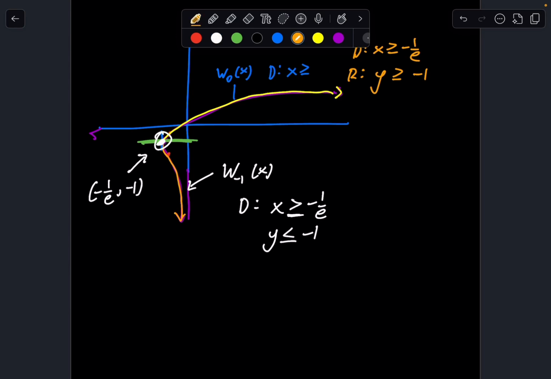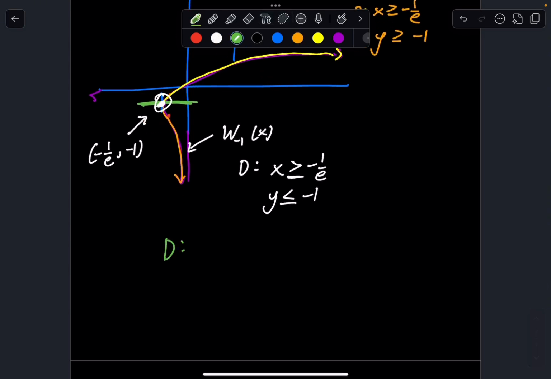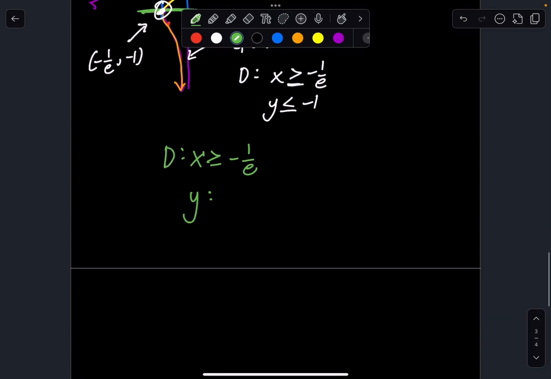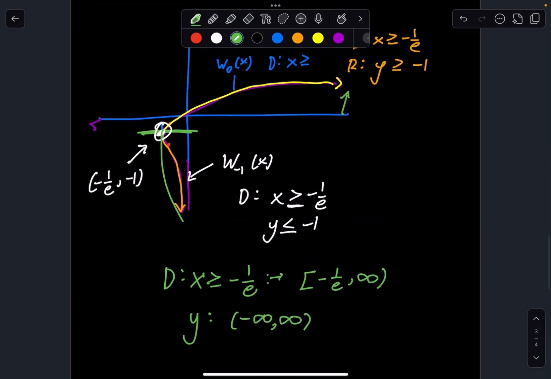If you're considering both of these branches at the same time, then we can say the overarching domain of this is going to be x is greater than or equal to -1/e, and y, well, this goes down to -infinity, and this goes up to infinity. What does that mean? y is going to be from -infinity to infinity. And I'll write this in set notation. We're going to say that this is going to be equal to just [-1/e, infinity). So that's if we're including both of these branches like this.